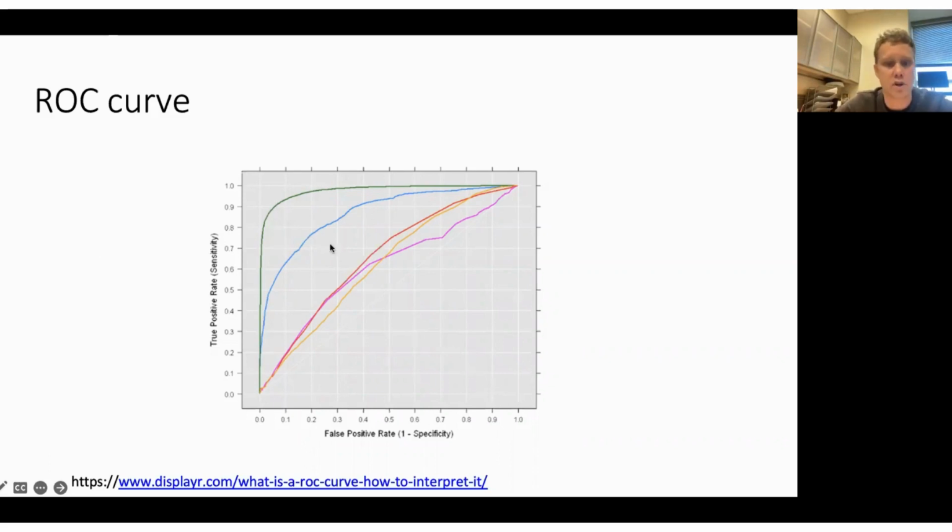I don't know if you can see my cursor. If not, Chris, let me know. It would be the area from this green line to here. So if you had the perfect model, it would be the area of the box here, which would be equal to 1.